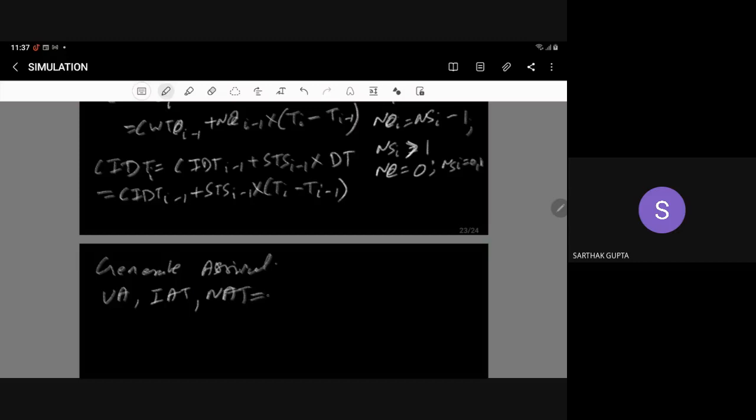NAT is what? It is the current time plus IAT. Current time plus IAT will be the NAT, next arrival time, for the current time. And when we do this process, when the current event is arrival, then we do this process.